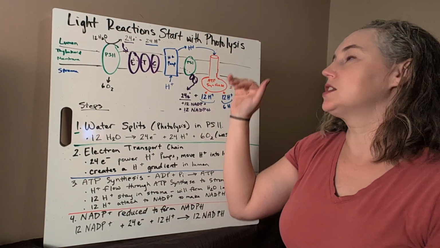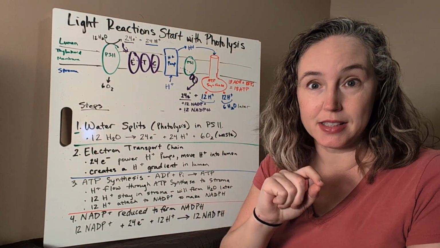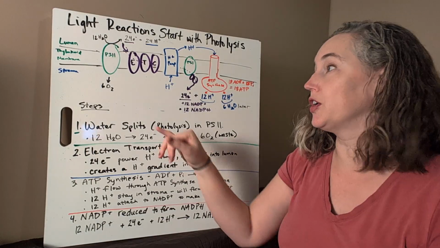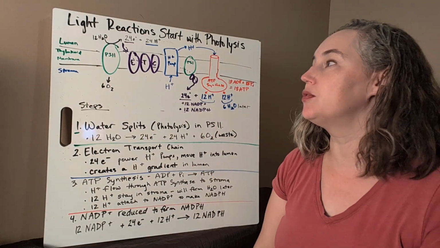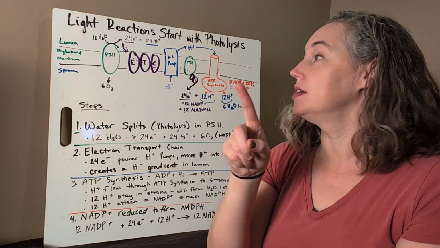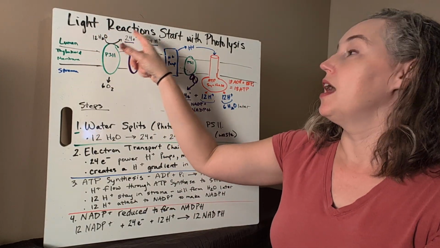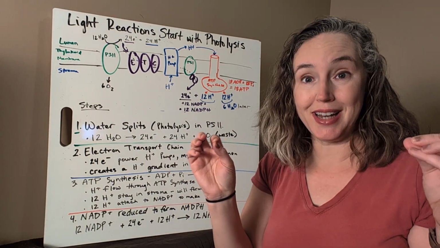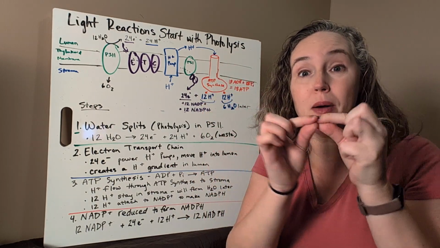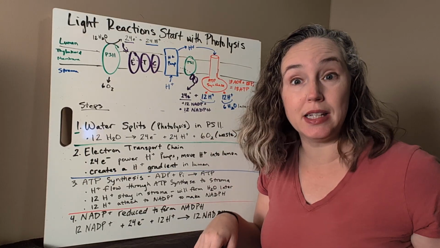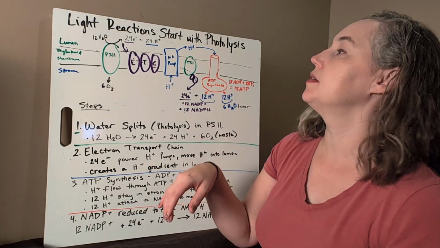The light reactions start with photolysis, or light coming in and splitting water. That happens here in photosystem 2. So we have, again, 12 water coming in, and then when that splits, you're going to get 12 oxygen atoms that will pair up and become 6O2, which will leave the leaf as waste.